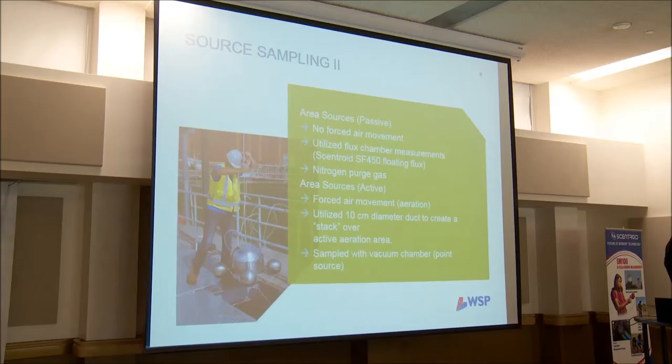So for the source sampling, the passive, like I said, there's no forced air movement. The flux chamber was the Centroid SF450, and nitrogen gas, I think it was 5.0 grade, was used to purge the system. For the area sources, these are our active sources where we have active bubbling. We used what would be considered the open bed filter system used in ON6. So air is coming up, it's captured in a cone sitting on the surface. You then duct that cone to a stack, it was about 10 centimeters. And then you back calculate it based on area. It's a very conservative method because we try to find a very active area to put that cone. So we're getting a high agitation zone versus a non-agitated zone.